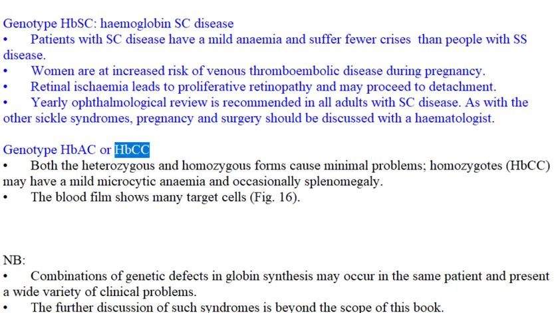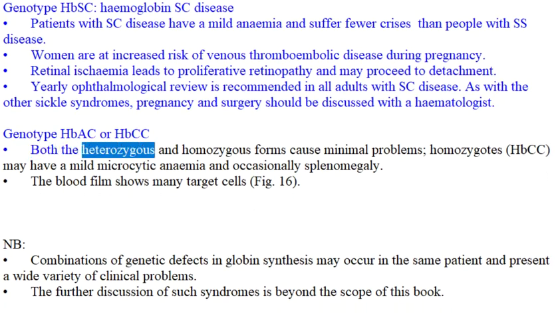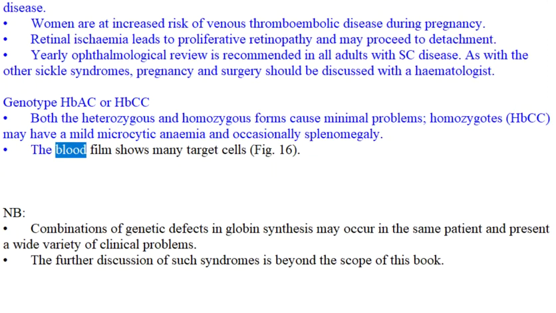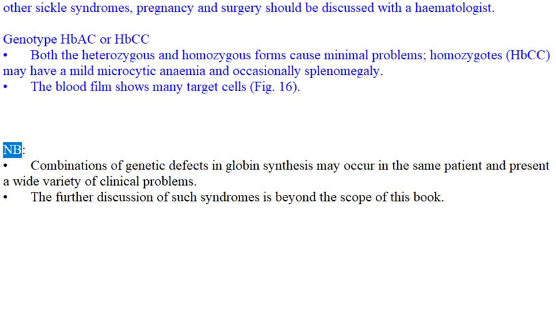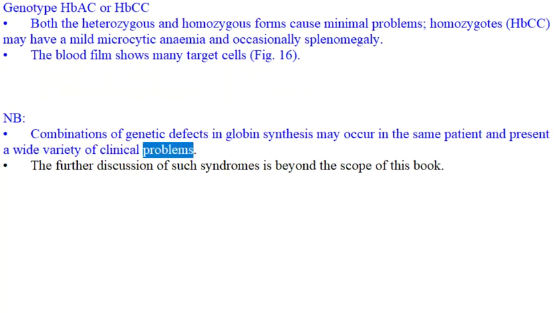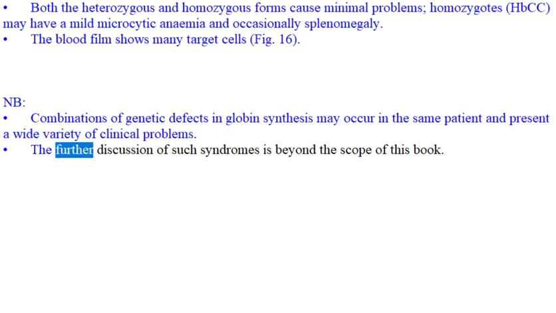Genotype HbAC or HbCC. Both the heterozygous and homozygous forms cause minimal problems. Homozygotes, HbCC, may have a mild microcytic anemia and occasionally splenomegaly. The blood film shows many target cells, Fig 16. NB. Combinations of genetic defects in globin synthesis may occur in the same patient and present a wide variety of clinical problems. The further discussion of such syndromes is beyond the scope of this book.